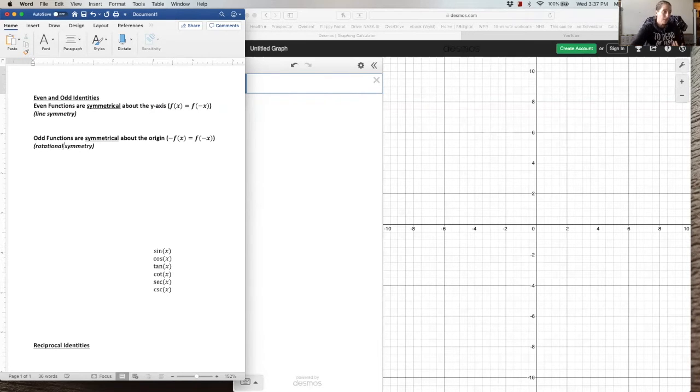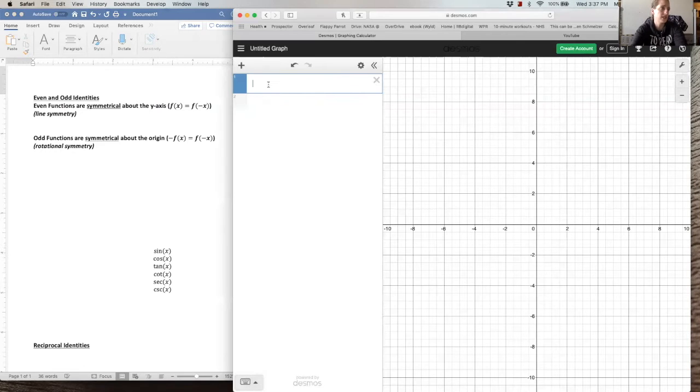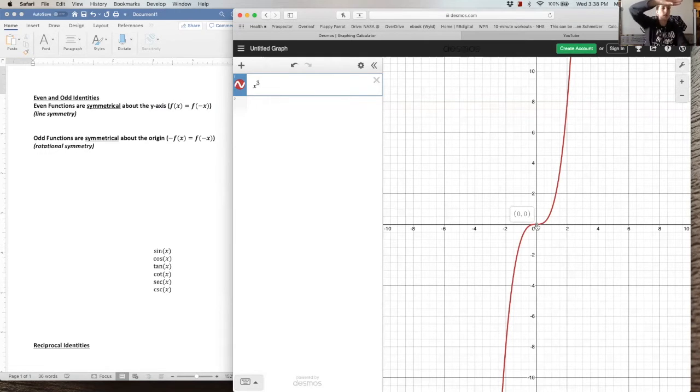So let's look at something that has this origin symmetry, this rotational symmetry. A common example is the x cubed function. If you can imagine, if I were to stick a pin right here in the origin and spin my x cubed function, when I spun it 180 degrees, it would look the same as where I started. So let's see if I can do just a quick demo of that.